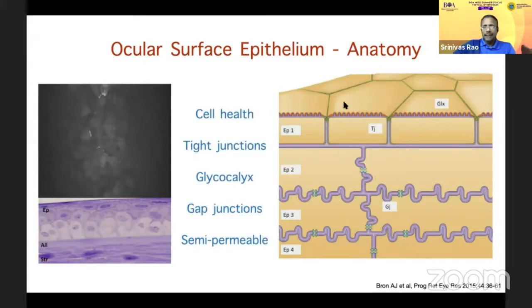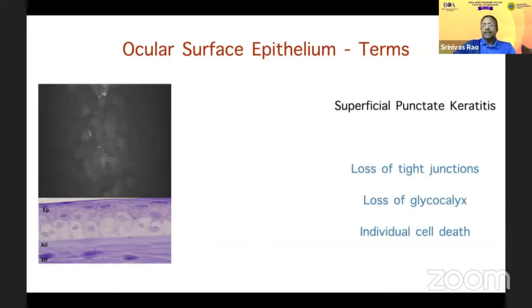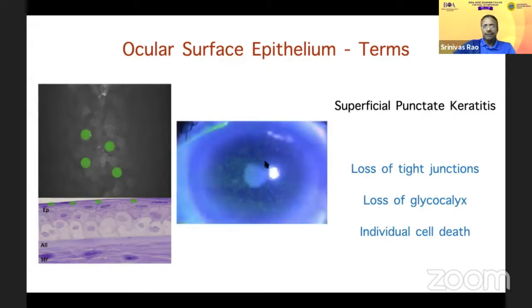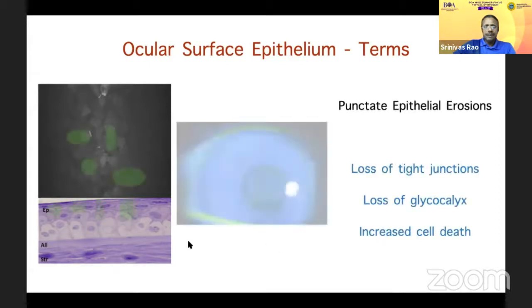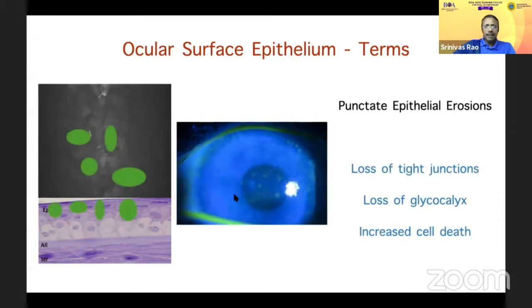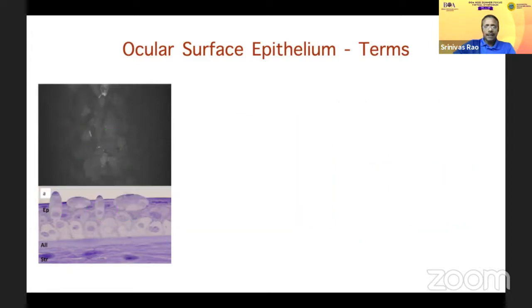A normal corneal surface generally does not stain, and that is because of the health of the epithelial cell, the presence of tight junctions, and a nice glycocalyx. When you have disease like superficial punctate keratitis, it indicates a loss of these tight junctions, a loss of the glycocalyx, or individual cell death, and because of that, you see this fine spotty staining. When the disease progresses, in addition, there is increased cell death, which involves more layers of the corneal epithelium, and then you tend to see broader areas of staining called punctate epithelial erosions.